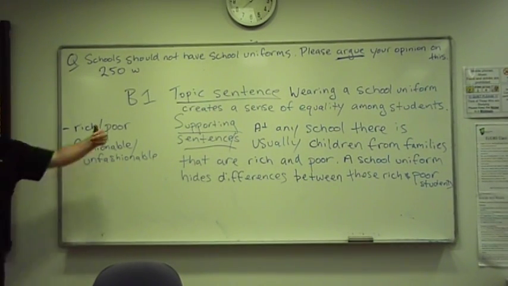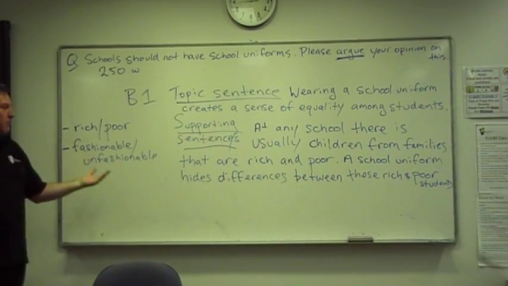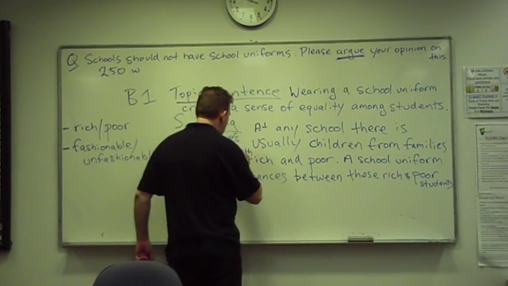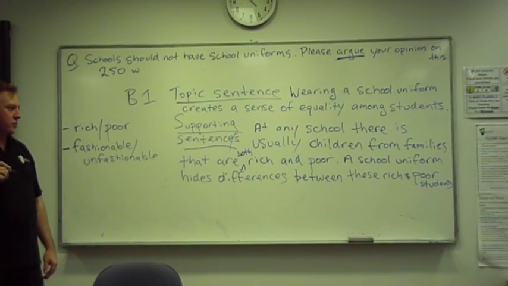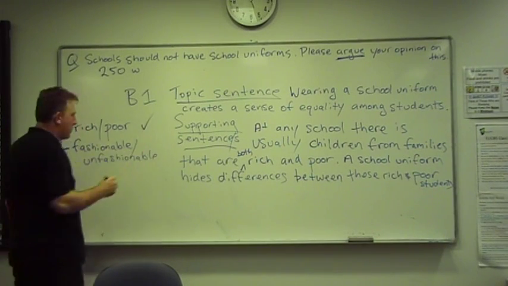Wearing a school uniform creates a sense of equality among students. At any school, there is usually children from families that are maybe both rich and poor. The school uniform hides differences between those rich and poor students. Tick. One supporting sentence done.